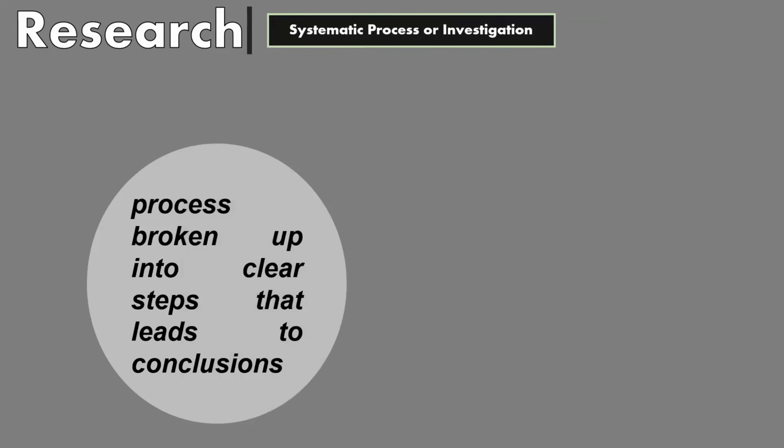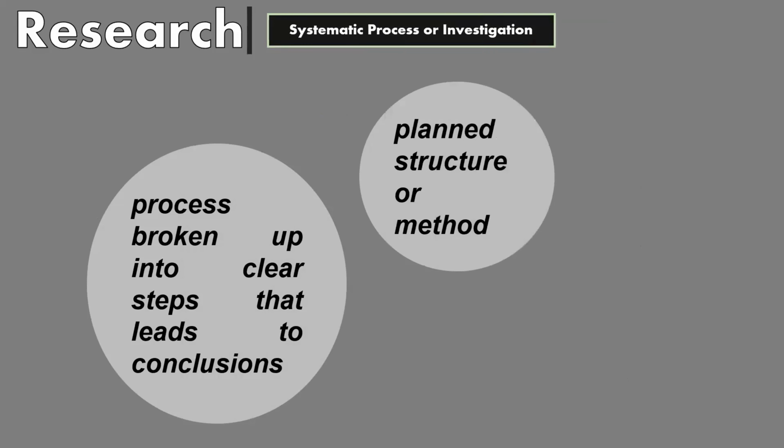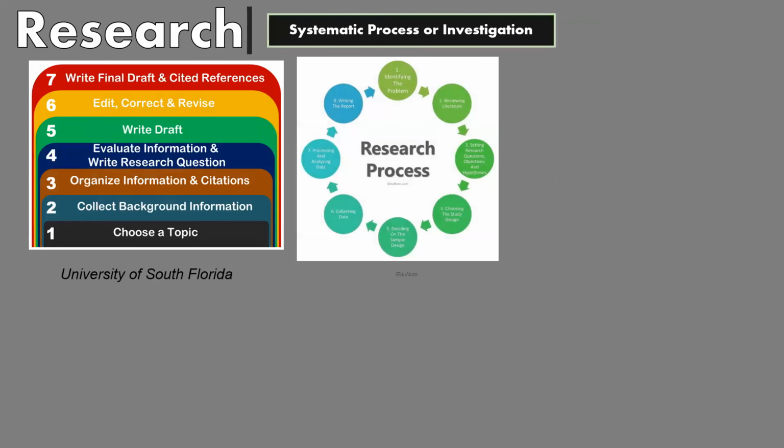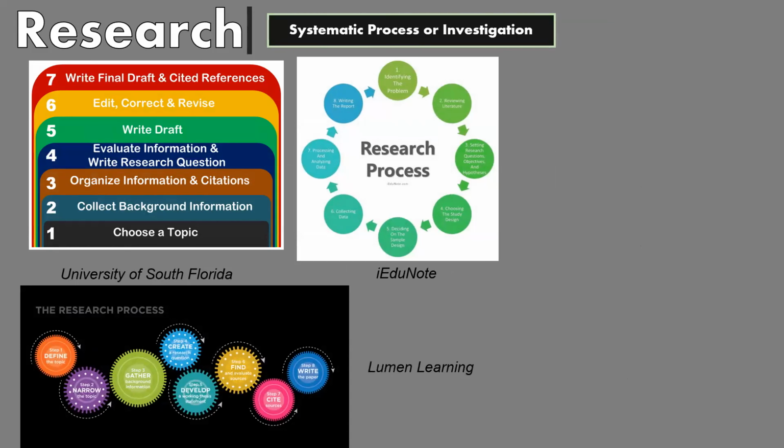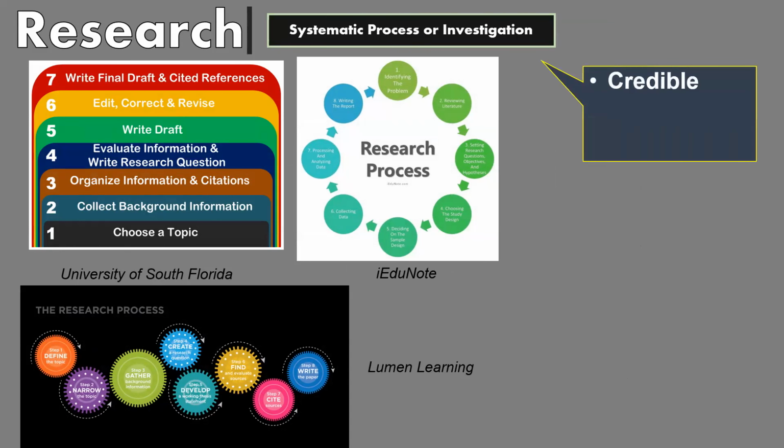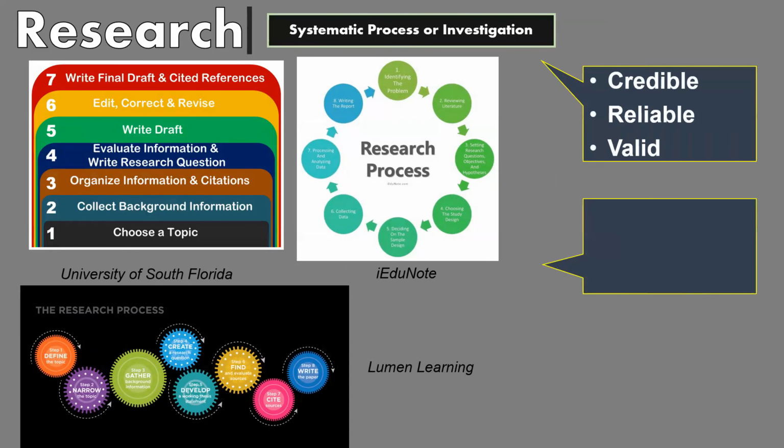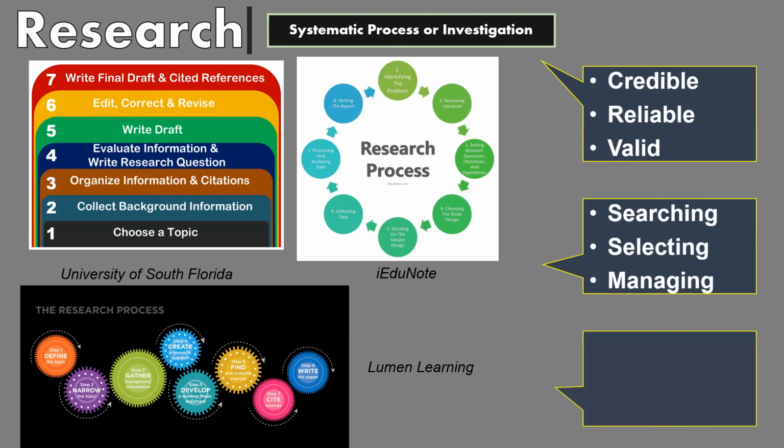Research is a systematic process or investigation. It is systematic because it is a process broken up into clear steps that leads to conclusions. Research is organized because there is a planned structure or method used to reach the conclusion. Different sites and sources may have different steps or sequence, though the general fact is that it follows a systematic process. It should be systematic to ensure that the research is credible, reliable, and valid.